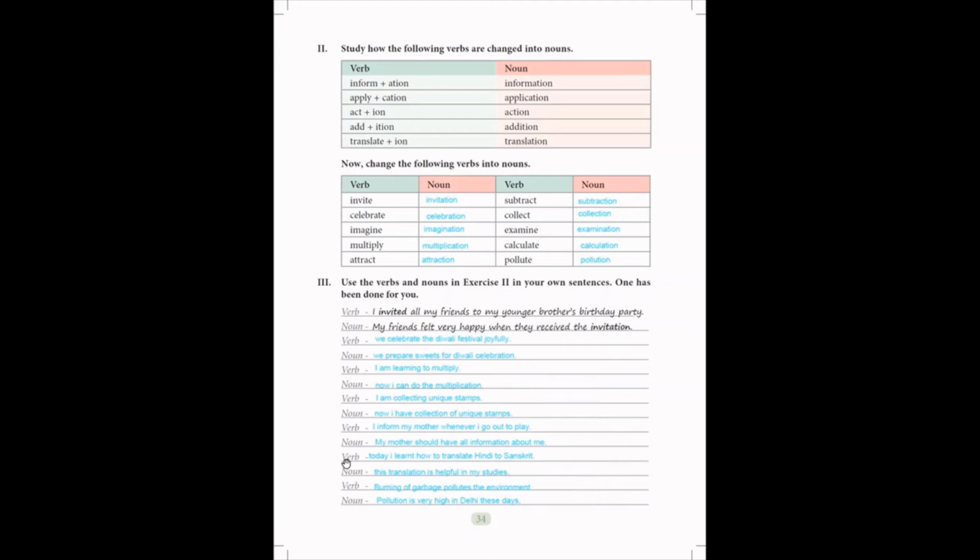Here the verb is inform and the noun is information. Next set. Today I learned how to translate Hindi to Sanskrit. And the noun is, this translation is helpful in my studies. Okay, the verb and noun are translate and translation. Okay, next set. Burning of garbage pollutes the environment. And the noun is, pollution is very high in Delhi these days. Yes, it is. So once again, the verb and noun are pollute and pollution. It was a fun exercise. Thanks, Yashita.